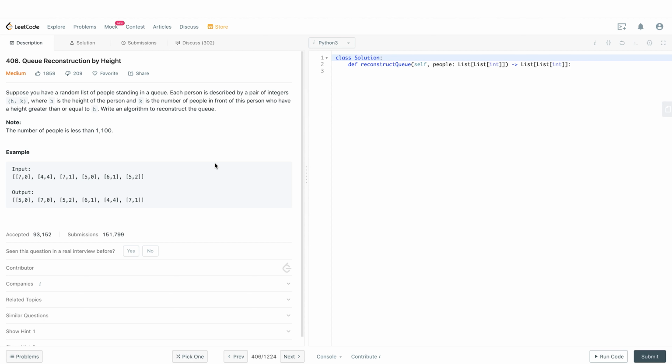All right, welcome back. So today we have a question called Queue Reconstruction by Height. So let's just get right into it. It says, suppose you have a random list of people standing in a queue.